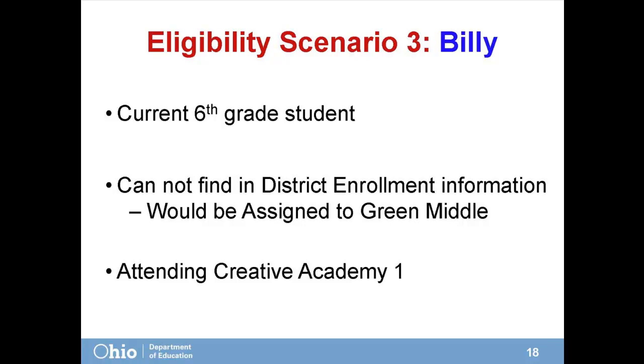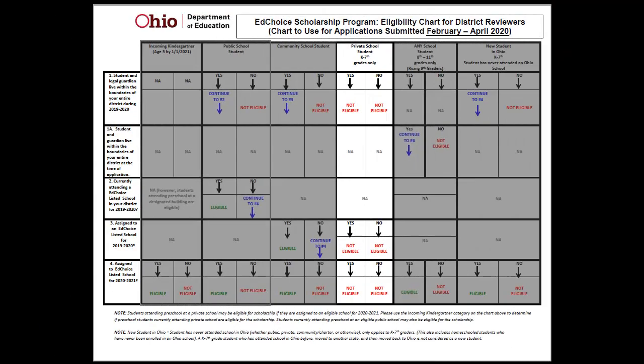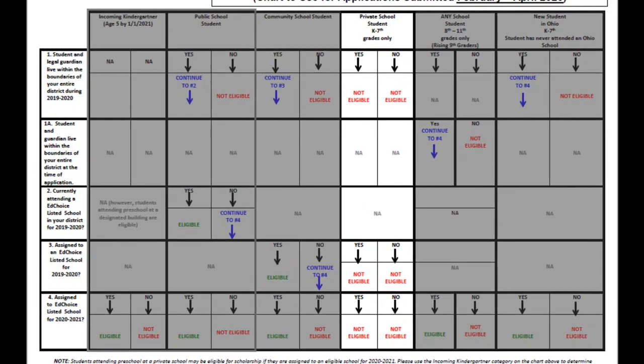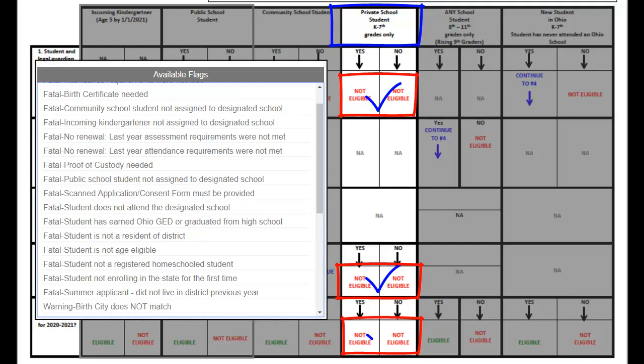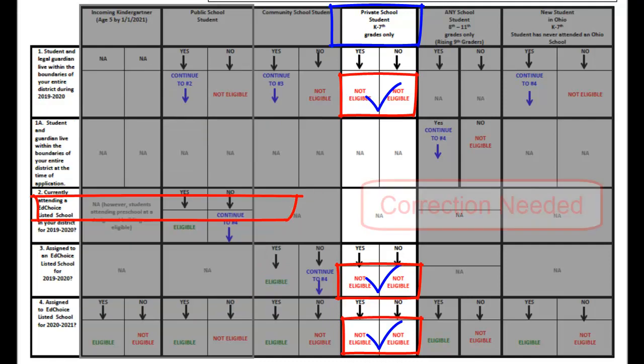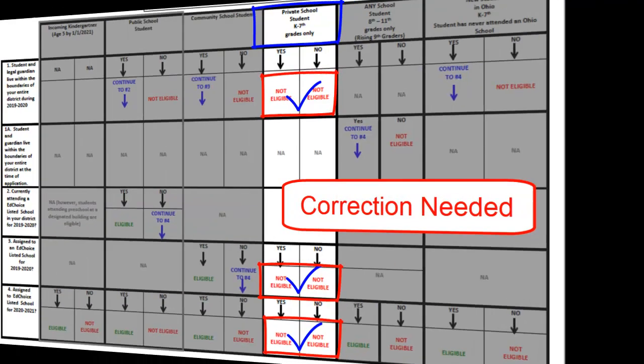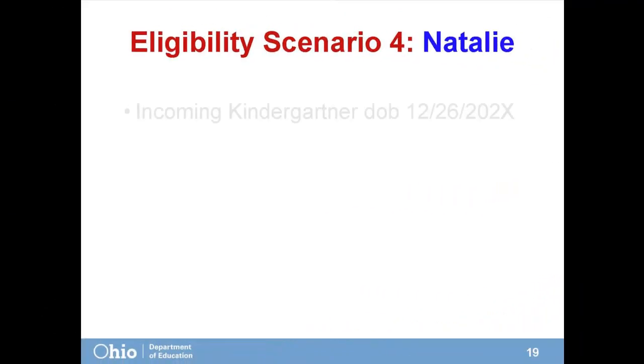Would Billy be eligible using the same process as his sister? No. We must consider each student's current situation. Billy is a grade 6 private school student, so we must use the private school student K through 7th grade column for an accurate review. By using the private school column, we can verify that Billy is not EdChoice eligible. We would place the student did not attend designated school flag on the application and place the application in correction needed.